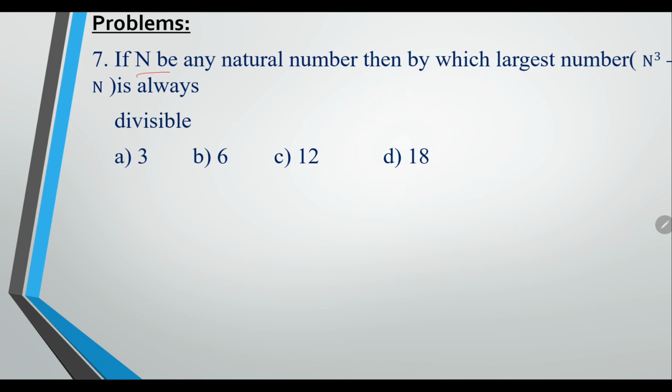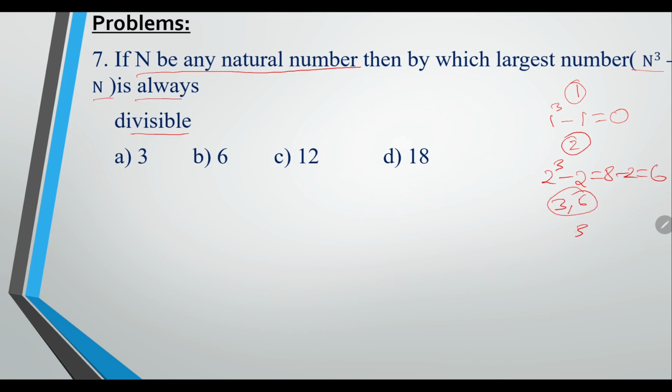If n is any natural number, then by which largest number is n cube minus n always divisible? Let's substitute the natural numbers and we can get it. For the first natural number, 1, 1 cube minus 1 is equal to 0. We know that 0 is divisible by all the numbers. Next, we consider the natural number 2. 2 cube minus 2 is equal to 8 minus 2, that is equal to 6. 6 is divisible by 3 as well as 6.